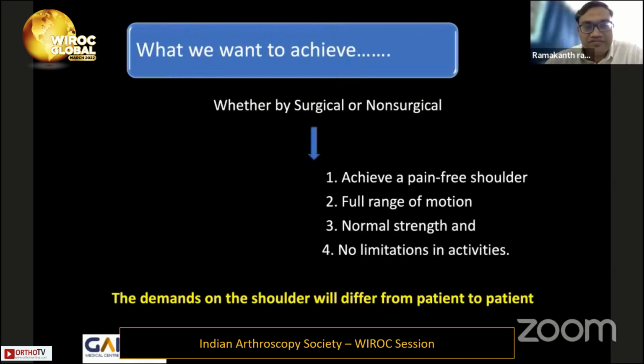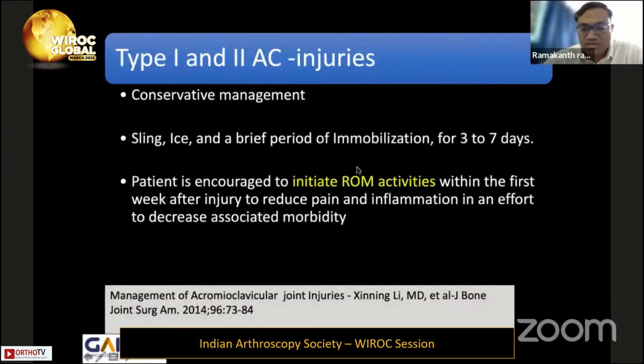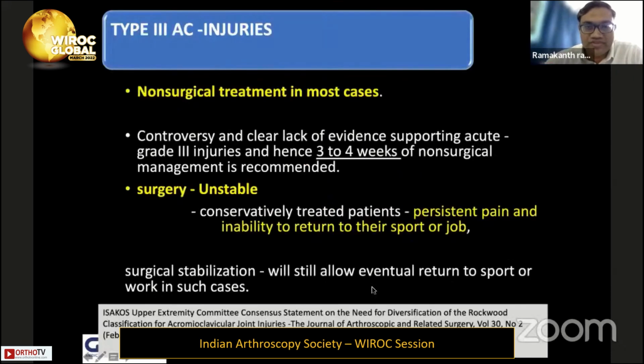So what we want to achieve in management, either by surgical or non-surgical treatment, is a pain-free shoulder, full range of movement, normal strength, and no limitations of activities. But the demand on the shoulder will differ from patient to patient. So type 1 and type 2 injuries are always treated with conservative management with sling, ice, and immobilization for 3 to 7 days, and then we can initiate movements to reduce associated morbidities.